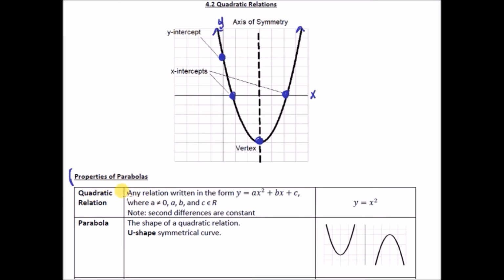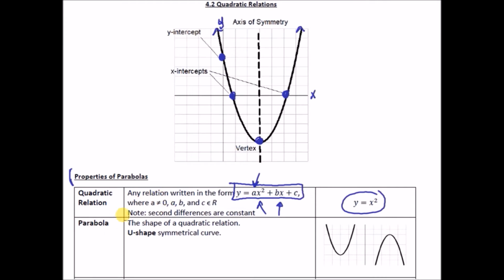So a quadratic relation is any relation written in this form. This is the expanded, fully expanded form. This right here is the simplified form, so without any transformations on it. So y equals x squared, or we could have an x squared and an x in that equation and a constant. Okay, so a cannot equal 0, or else it would actually just be linear, because then that term would be taken out, and all we'd have left is that x term. Okay, and a, b, and c are just real numbers. And then please note from the investigation that we saw, the second differences are constant.